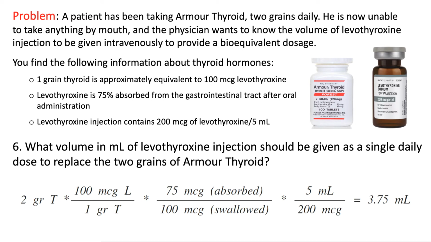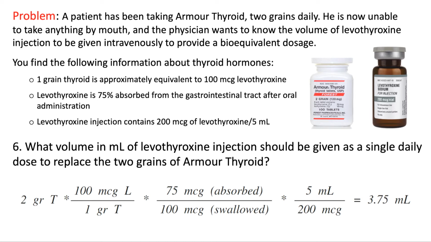Okay? So our first step is to convert the grains of thyroid to the equivalent weight of levothyroxine. And you can use T for thyroid and L for levothyroxine. So what we were told is that 1 grain of thyroid was equivalent to 100 micrograms of levothyroxine. So let's multiply by that ratio. So we'll take 2 grains of thyroid times the fact that on top you get 100 micrograms of levothyroxine for every 1 grain of thyroid. Grains of thyroid cancel, and I now have the equivalent amount, essentially, of an oral form of the levothyroxine.